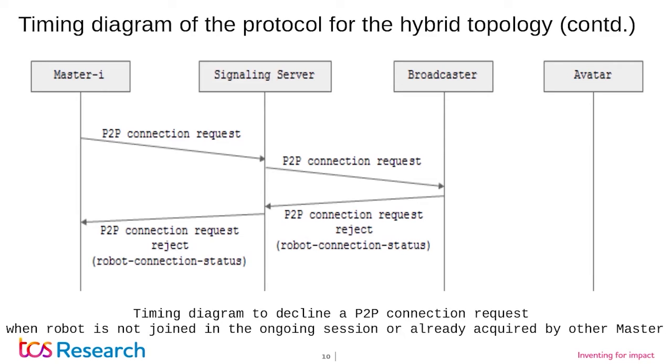And this diagram will describe the federated and exclusive control of the robot or the avatar. This is when the robot has not joined the ongoing broadcast session, or it has joined but is already acquired by some other master. At that time, if some other master sends a P2P connection request, then upon receiving that request, the broadcaster will check its state, and if it is state 0 or state 2, it will send a rejection along with the robot's current status.